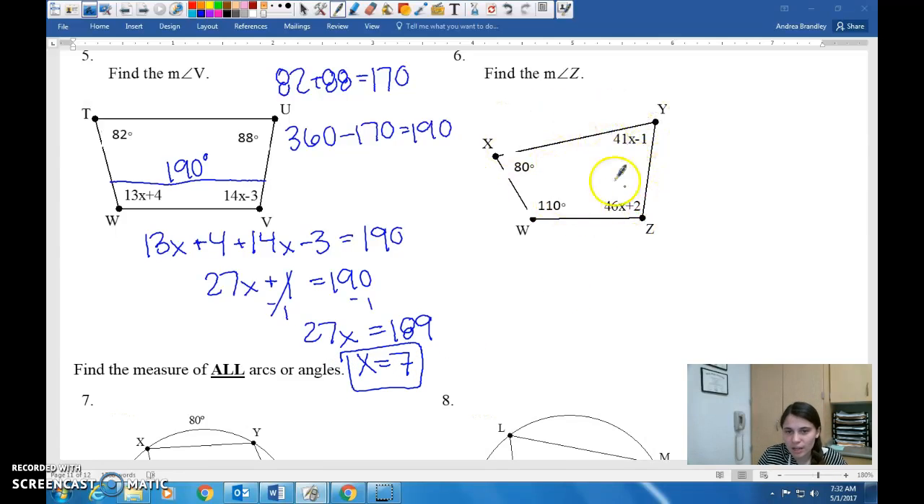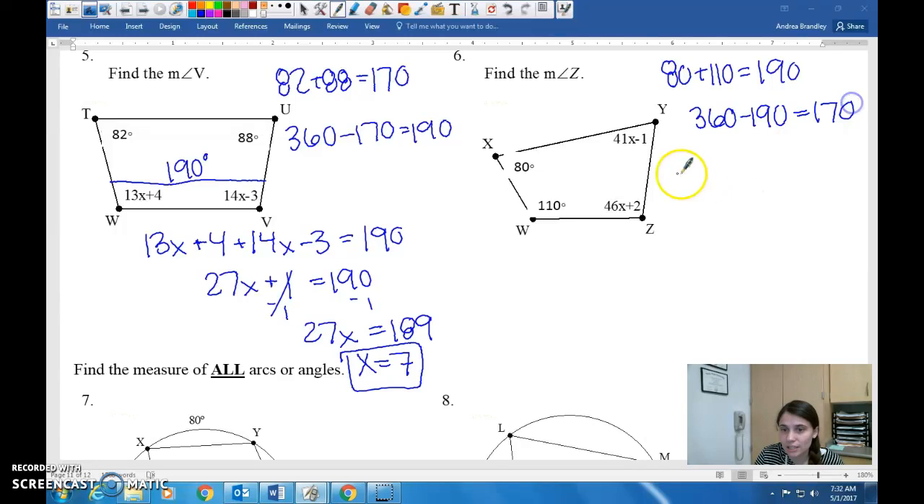And then it's that same idea here on number 6. So I'm going to go ahead and do 80 plus 110 is equal to 190. 360 minus 190 is 170. So these two angles add to 170. So 41x minus 1 plus 46x plus 2 is equal to 170.